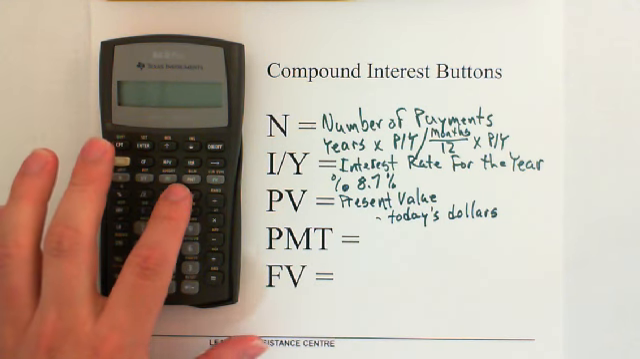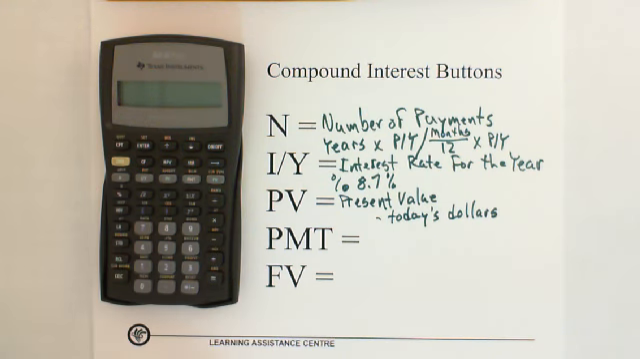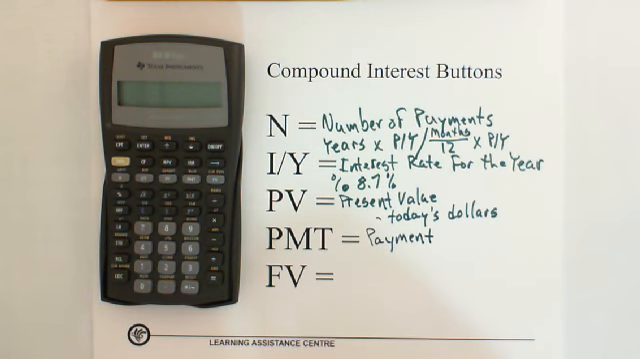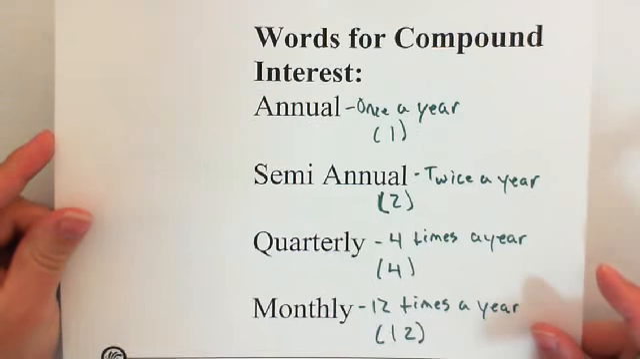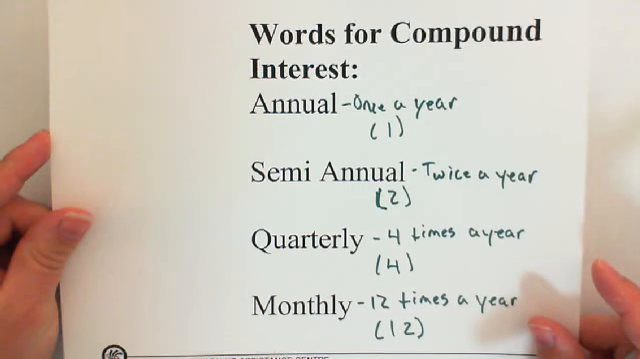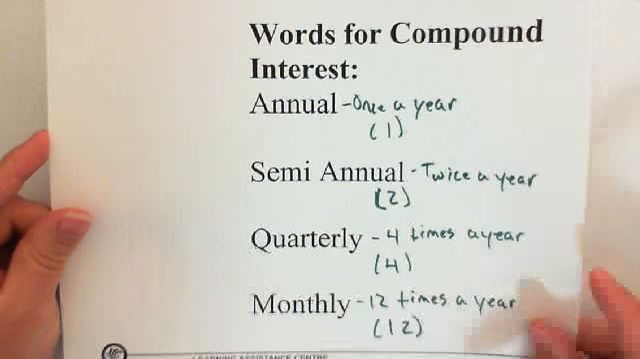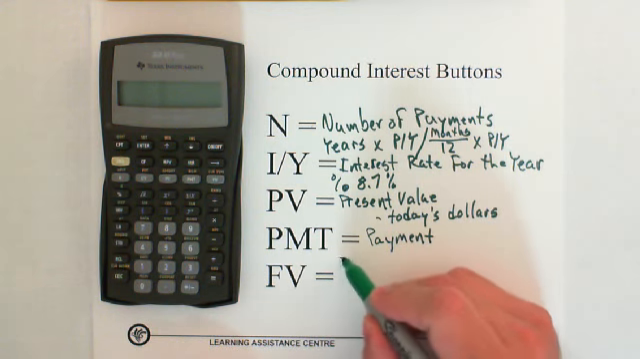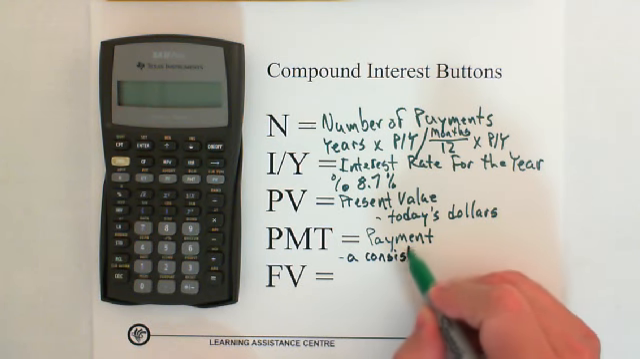Next button up is our PMT, and that button stands for payment. And when we refer to payments, the payments have to be something that keeps occurring on a regular basis. So if we just bring back the words of compound interest again, the 4 words were annual, semi-annual, quarterly, and monthly. So if the payment takes place once a year, annual, twice a year, semi-annual, 4 times a year, quarterly, or 12 times a year, monthly, then we know that that's going to be a payment. So the payment has to be a consistent payment that takes place on a regular basis.